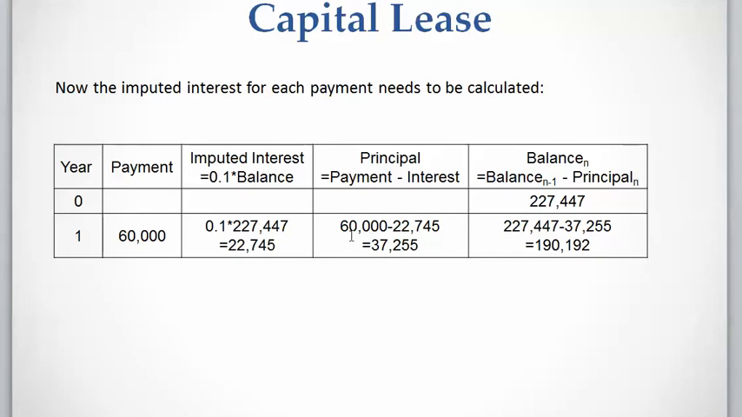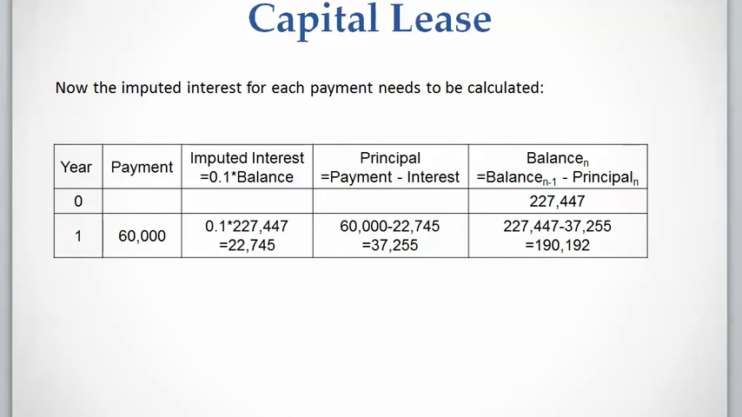In order to calculate the principal portion of this $60,000, we deduct the interest from the payment. So $60,000 of payment minus the interest that we calculated equals $37,255 of principal for year 1. And the balance equals the balance of the previous year minus the principal that we calculated here. The remaining is the balance for year 1.